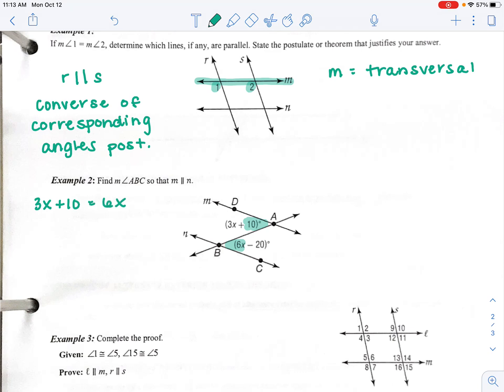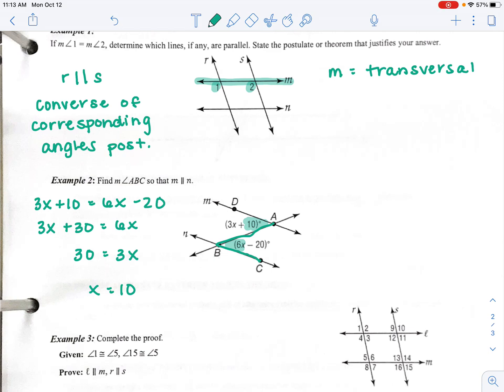So I have 3x plus 10 equals 6x minus 20, and let's solve for x here. I'm going to add 20 to both sides. And I'm going to subtract that 3x from both sides. And then divide by 3, and I get that x is 10. That's not what they want, though. They want to find the measurement of angle ABC.